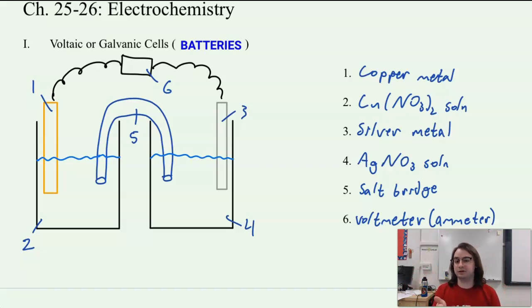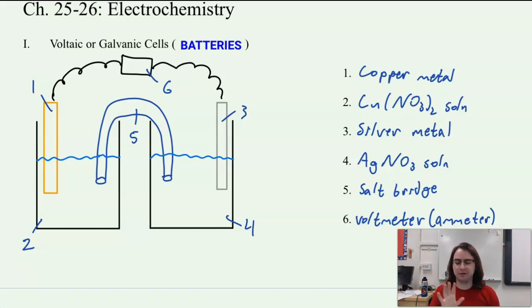The voltmeter measures charge, or current, and sometimes it can also measure electricity. It depends on what kind of meter we have. A voltmeter measures electricity, but an ammeter can measure current. We'll talk a little more about that later. That U-shaped tube in the middle, which I drew not very U-shaped, is called a salt bridge. It's usually filled with some sort of salt, like potassium nitrate, a really common salt to fill the salt bridge with. We'll talk more later about what the salt bridge does.